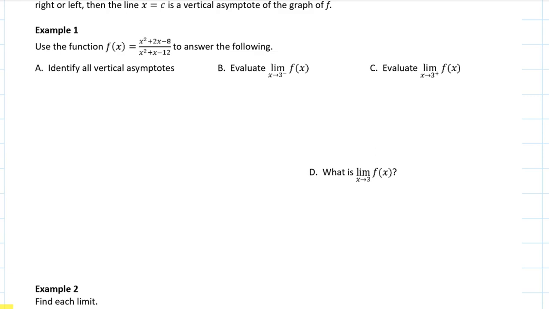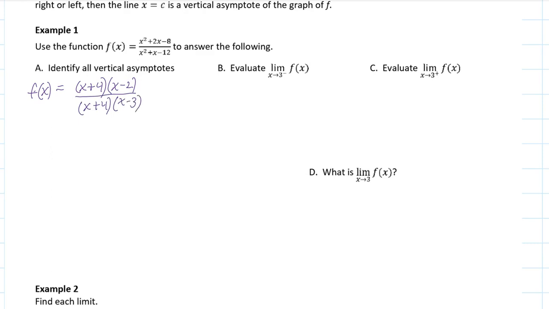So here in example 1, I've got this function, and if I wanted to graph this function, one of the things I would want to do is see if there's any holes, any vertical asymptotes. So I'm going to take my function and I'm going to factor it first, f of x, and we're going to get x plus 4 times x minus 2. And the denominator is x plus 4 times x minus 3.